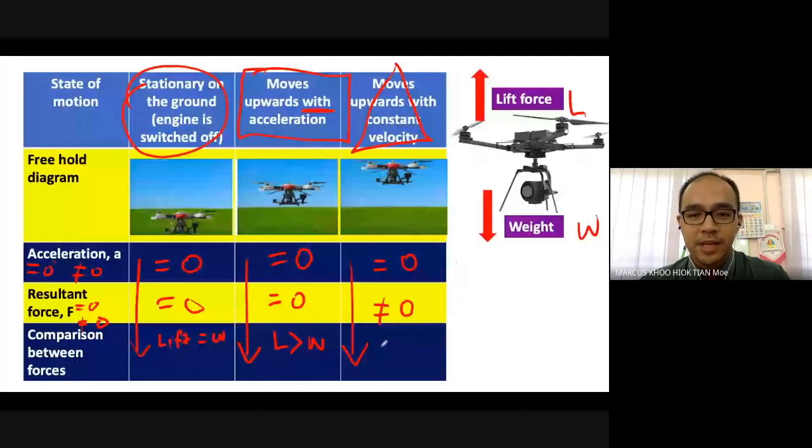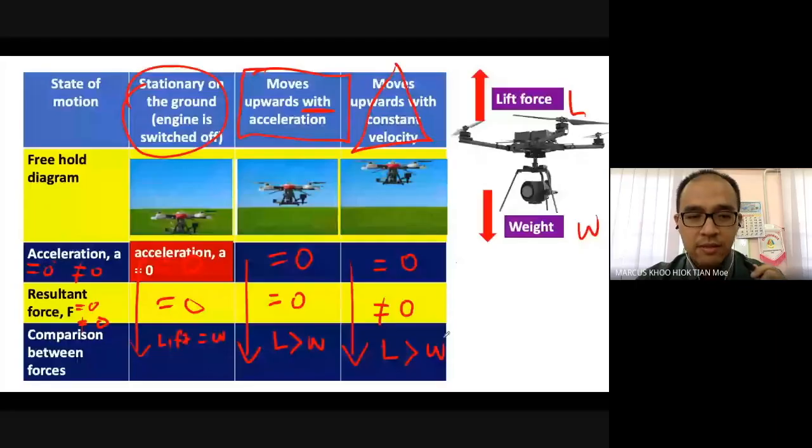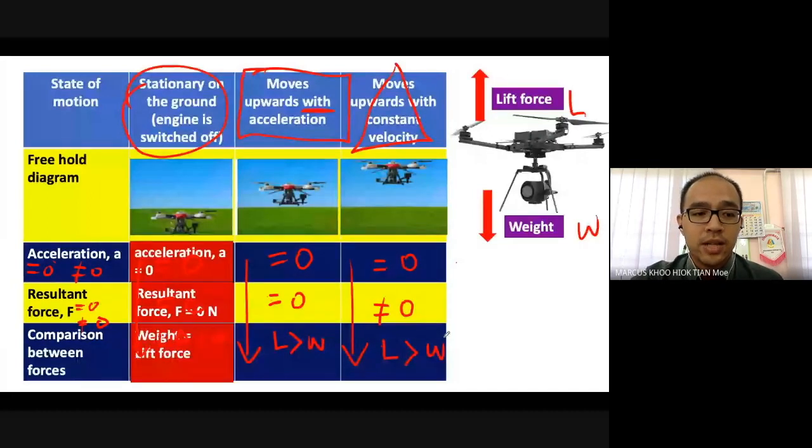Okay, thanks everyone. Let's check. The first situation is acceleration equals to 0. Good for Jacinta. The resultant force is also equal to 0. Very good. And of course the weight is equal to the lift force. So that's the first situation. Jacinta is 3 for 3. Good job. In the case of something that is stationary, everything is 0, and the weight is equal to lift force.